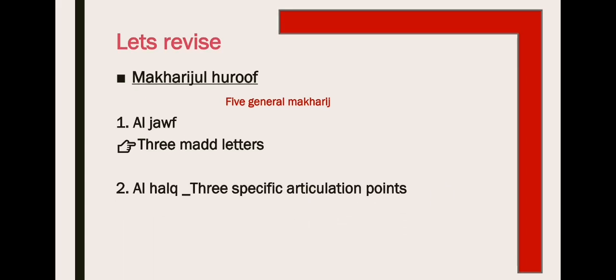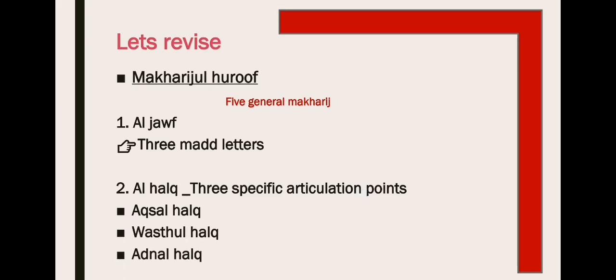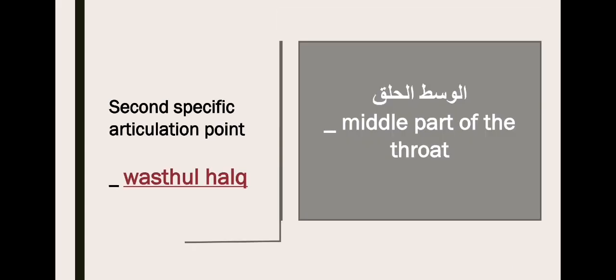And the second is the al-halq. It has 3 specific articulation parts, which are the aqsal halq, wasthul halq, and adnal halq, right? We have studied until aqsal halq. Today we are going to deal with the wasthul halq and the adnal halq, bi'idhnillah. Okay, the first one is the wasthul halq.